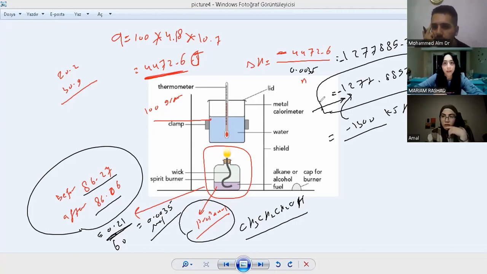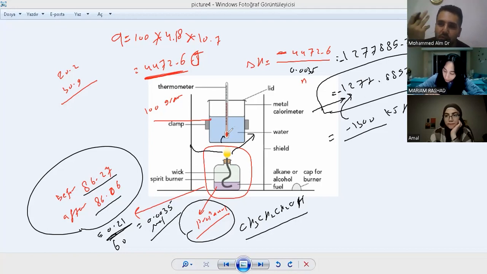Ideas? Maybe there was an error. Let's start with Mariam. Yeah, maybe because there was an error during the experiment. Yeah, definitely. We have more than one error, actually. We have 4 errors in this experiment. Look, the first of all, heat loss. The heat will be lost from this to the environment. The heat will be lost to the thermometer, okay? So we have a less exothermic reaction due to the heat loss.